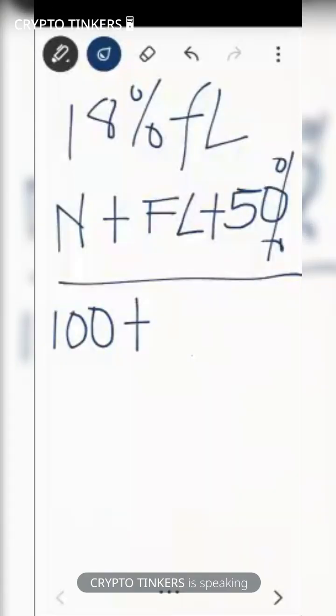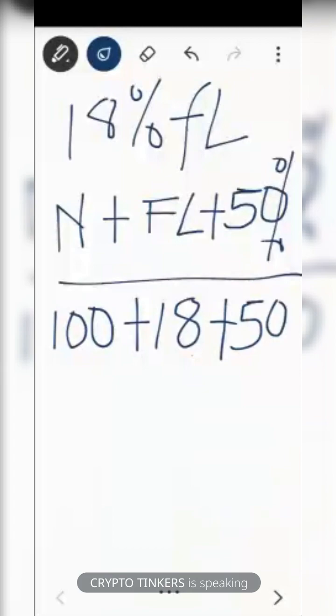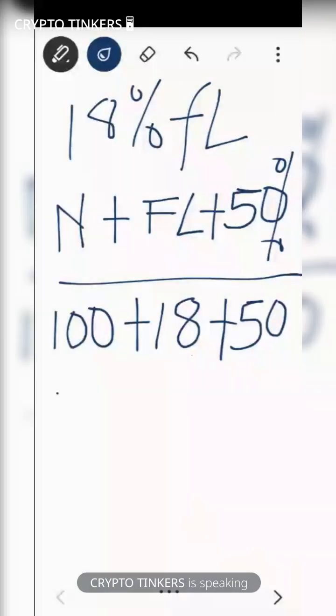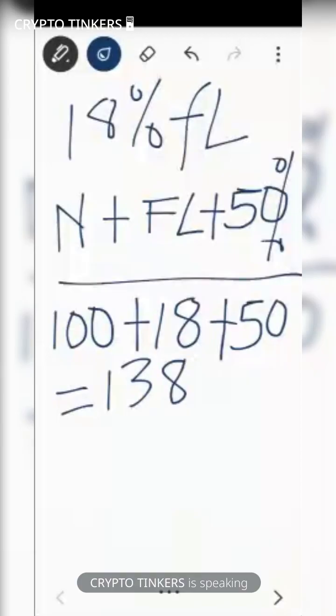So plus the floating loss on the coin that was delisted, which is 18, which I've indicated. Then you plus the 50 TP, which is the Crypto Tinkers. You can put 100 TP, but we are going with the 50% take profit. So we're going to add it, which is 100 plus 18 plus 50, is going to give us 138. Beautiful.